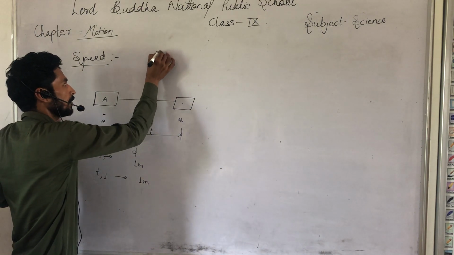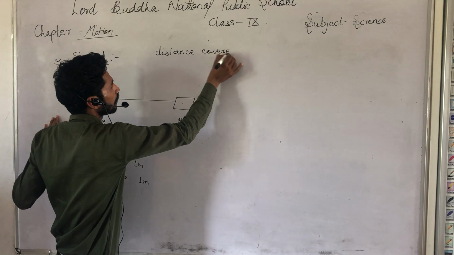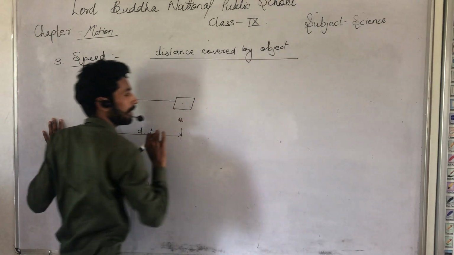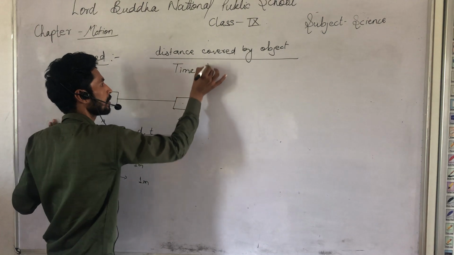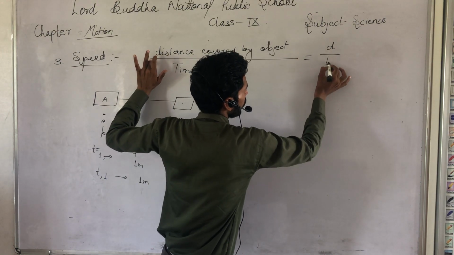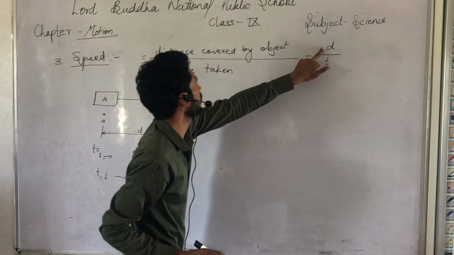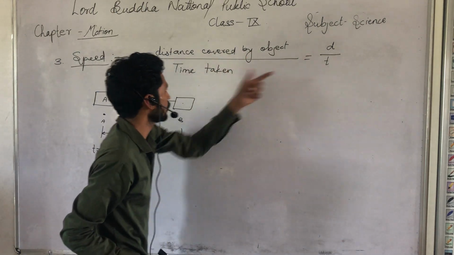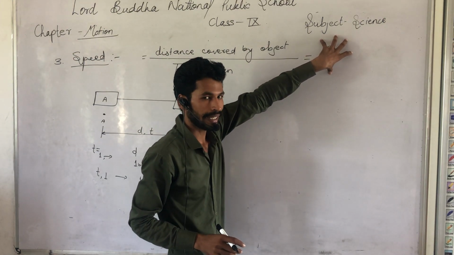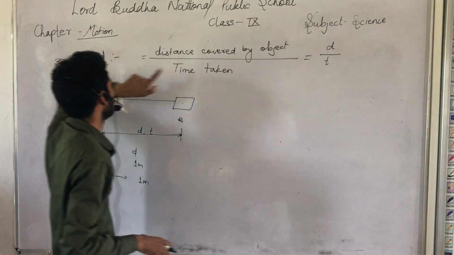That means the distance covered by the object upon the time taken. Distance is denoted by D and time is denoted by T. So speed is equal to D upon T. D means distance covered by the object, T means time taken. We can also read this formula another way: the distance covered per unit time is called speed.